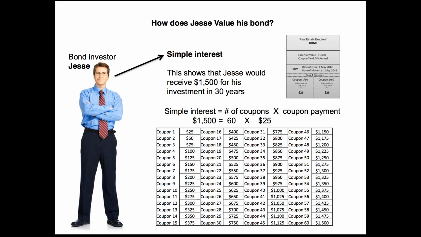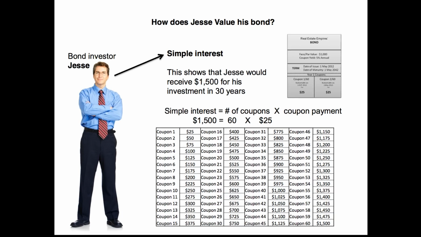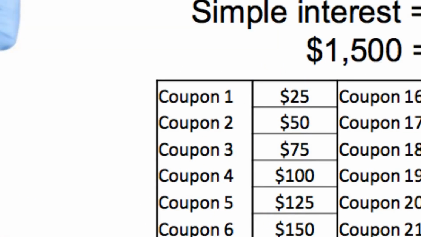The chart might look busy, but as you zoom in here and you look at the first coupon, you can see the first coupon's for $25. The second coupon is for another $25. So the total, that's a running total that you see on the chart. So after 2 coupons, Jesse would have $50 in his hand. After the third coupon, he'd have $75. And after the fourth, he'd have $100.